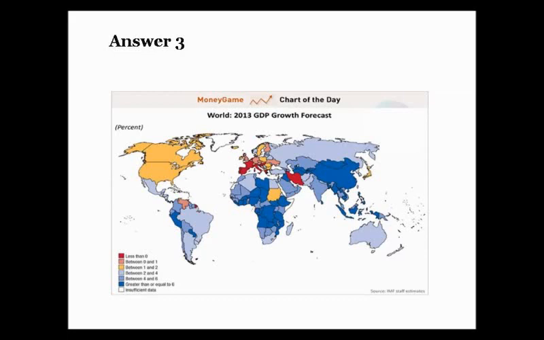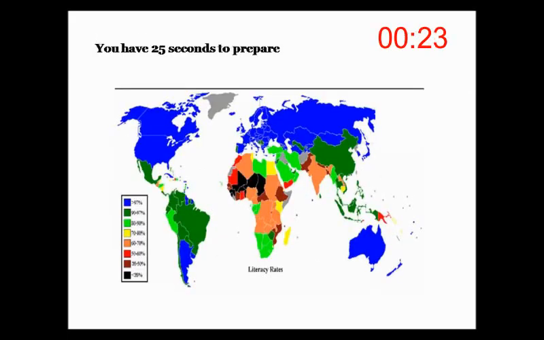According to the graph in Australia, it is covered by the color indicating GDP growth is between 2% and 4%. Last but not the least, in Russia, it is covered by the yellow indicating GDP growth is between 1% to 2%. And in conclusion, I think this is a very useful graph and it helps us to get some information about the 2013 GDP growth forecast in Money Game in chart of the day.